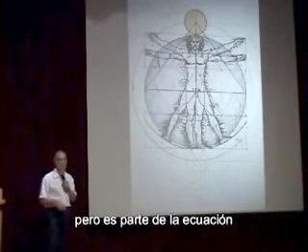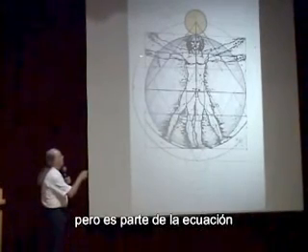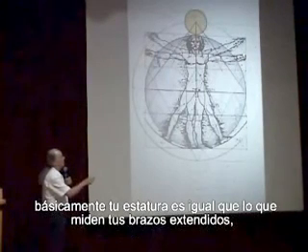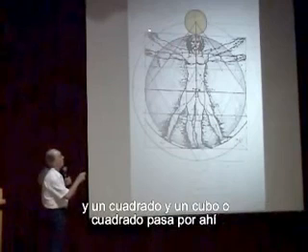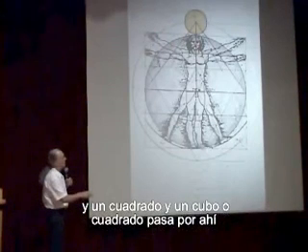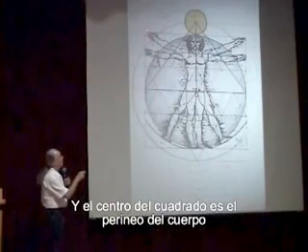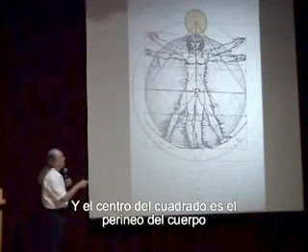And so basically, you are the same height as you are with your arms out. And a cube passes, or a square or a cube passes around there, and the center of that square is precisely at the perineum, the body.